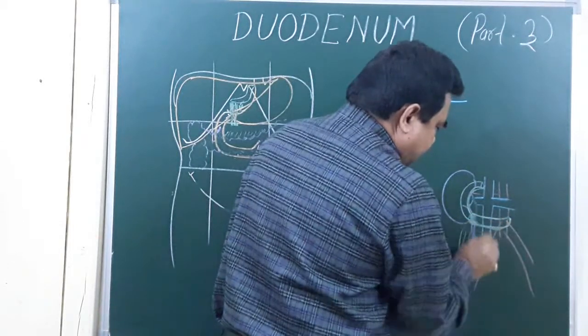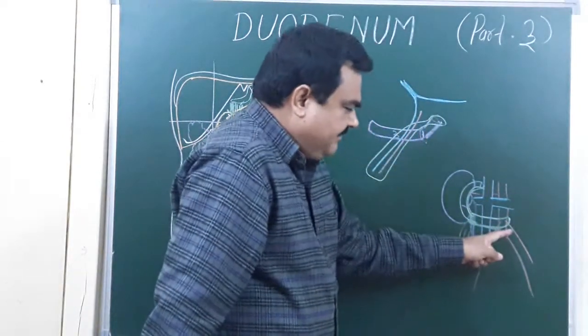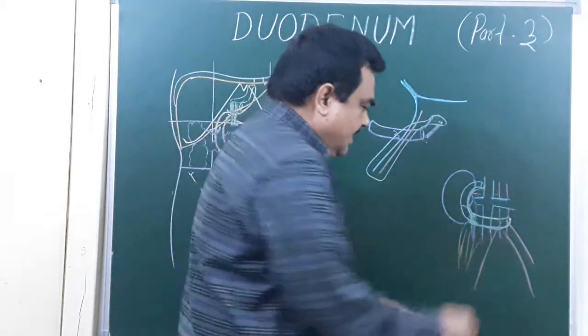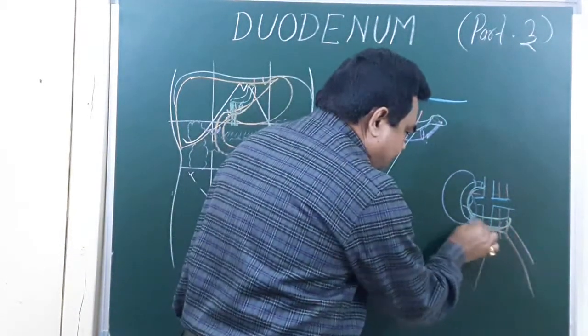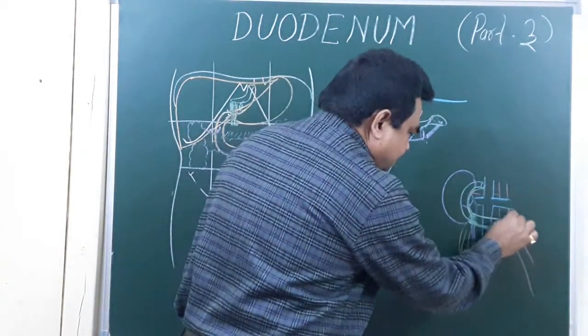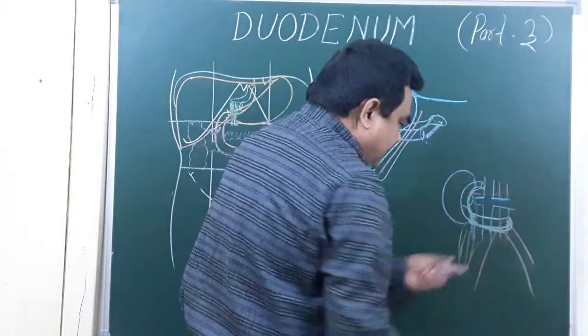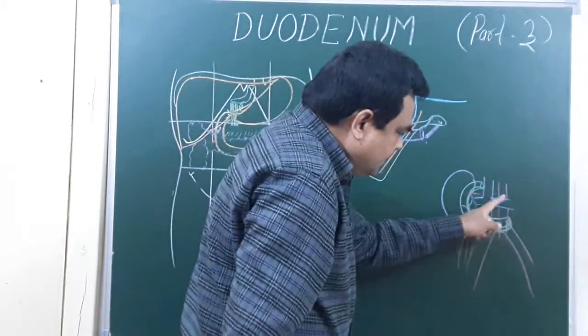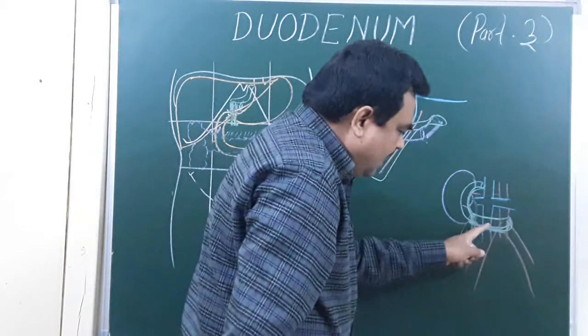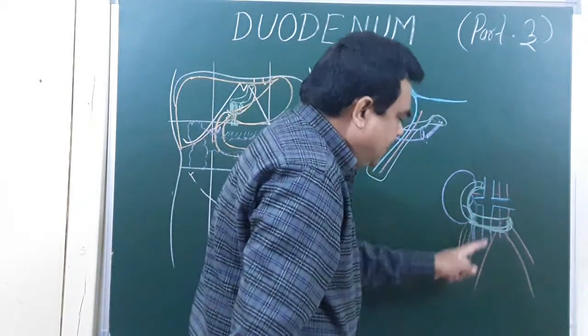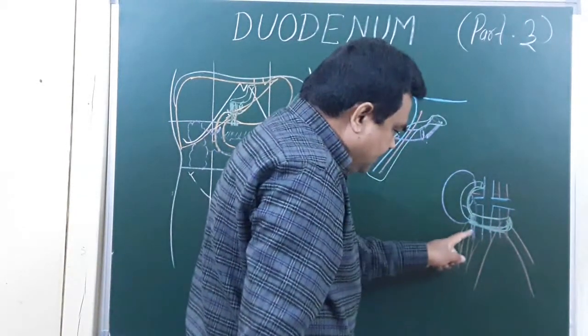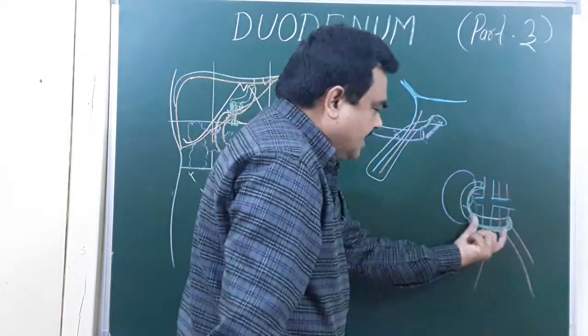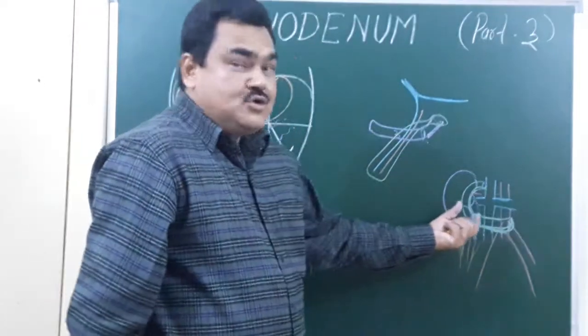So the third part is related with these structures: the gonadal artery, the inferior mesenteric artery, the abdominal aorta, the inferior vena cava, and also the ureter. So these structures are related posteriorly.